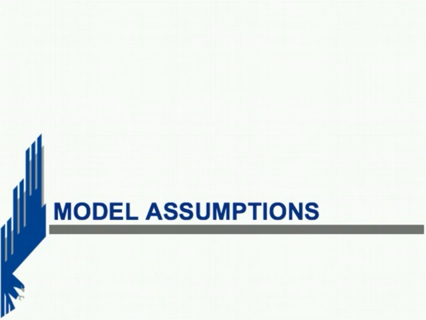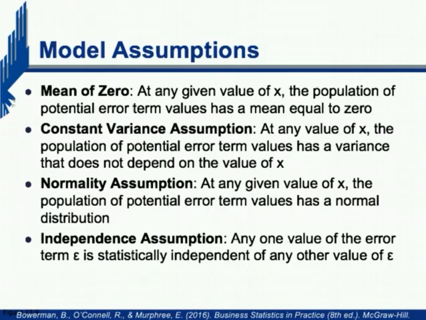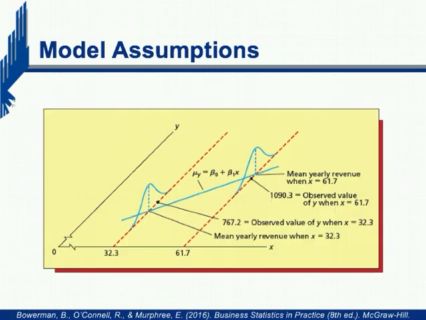So for simple linear regression, these are the assumptions. First is an assumption for the mean of the residuals, which is 0. Next, the constant variance assumption. Third, we have the normality assumption. And finally, we have the independence assumption. So here is an illustration of the assumptions.